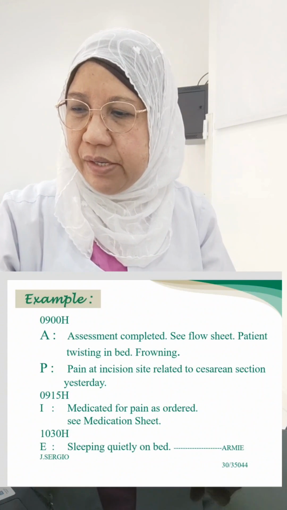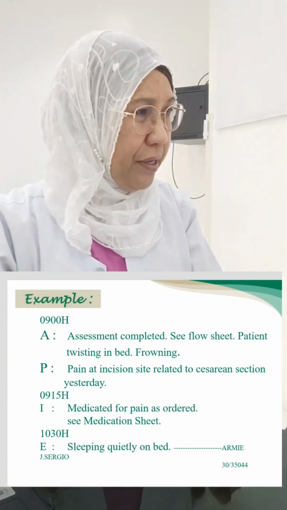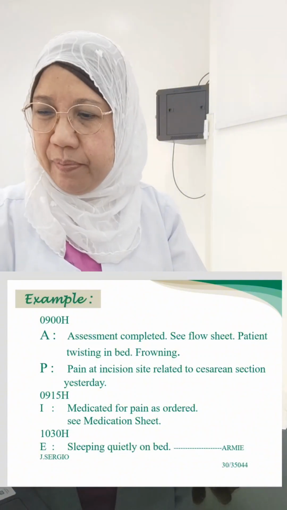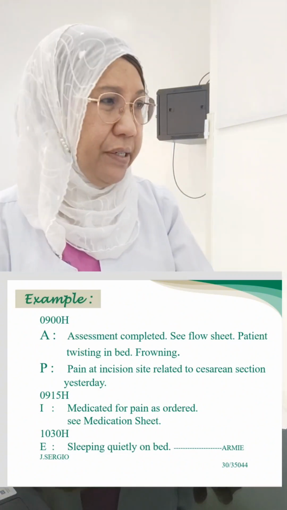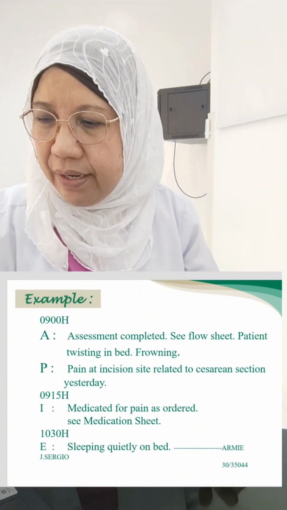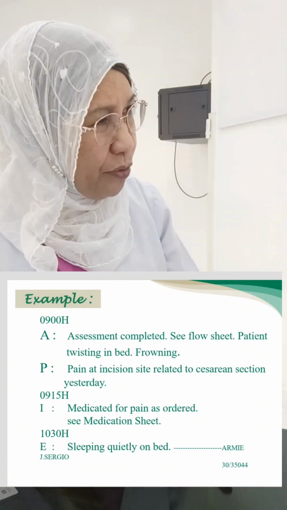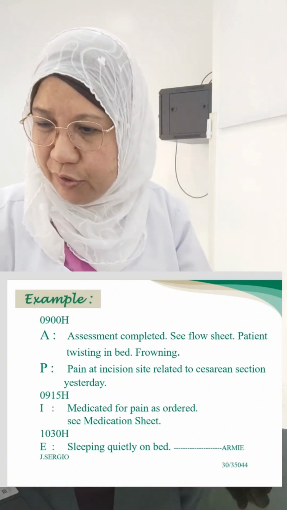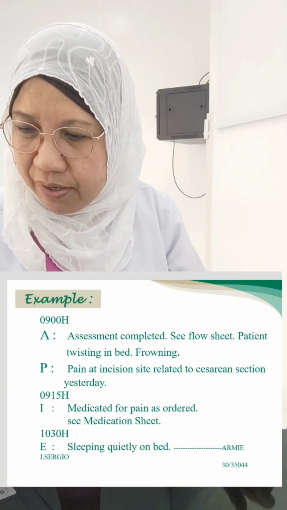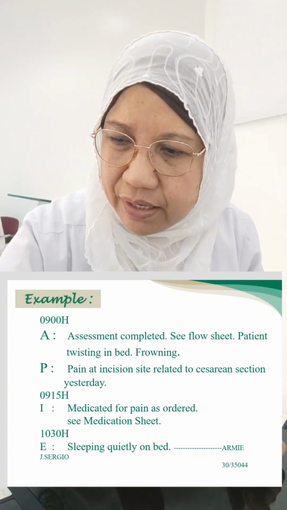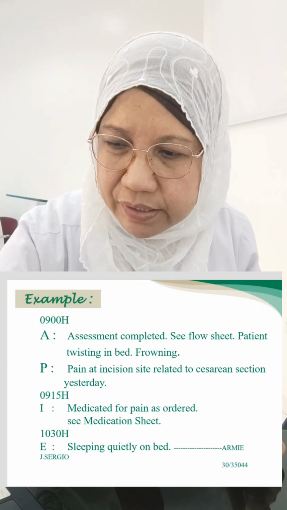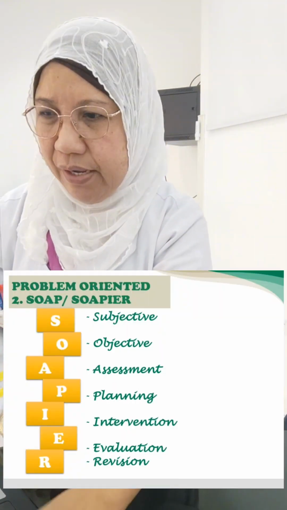And then at 0915 hours, what is your intervention? That is your nursing care. So what do you write? Medicated for pain as ordered by the doctor. So that is your nursing intervention. At 10:30 hours, after giving the medication, what is the outcome? What is your evaluation? After the medication, of course, sleeping quietly on bed. That is your APIE example. And then after that, you will write your name here and your salary or computer number. We will write our computer number. That is for APIE. Clear? Okay, we'll proceed.